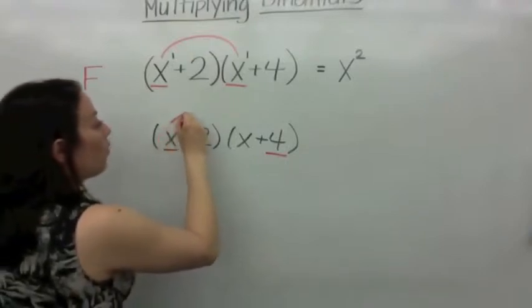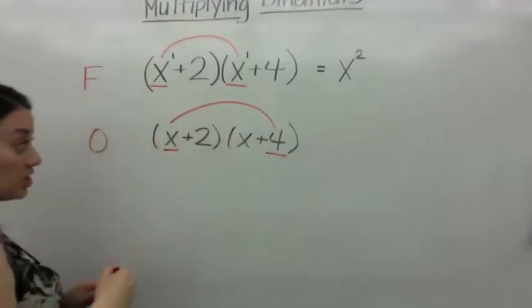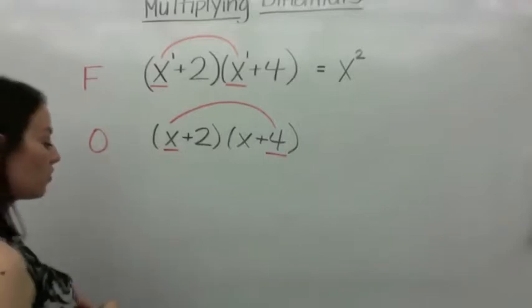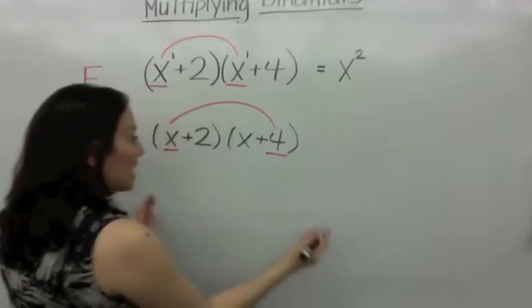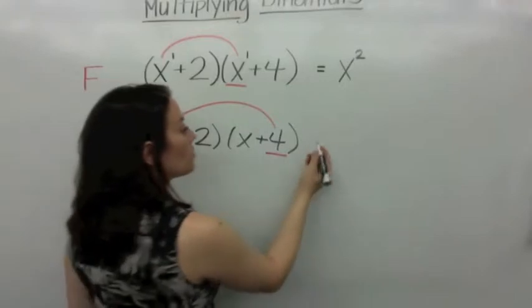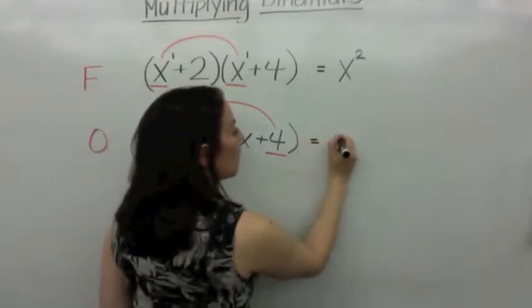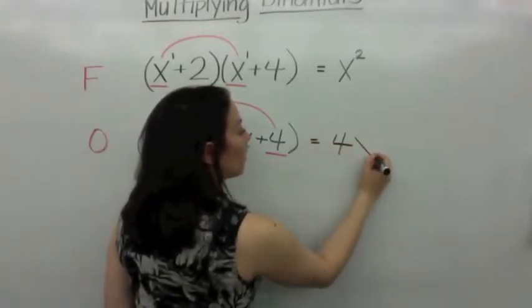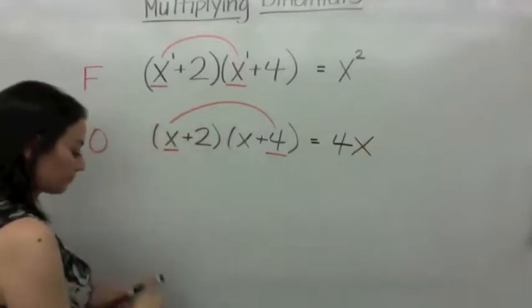When you think about, well, what is x times 4 if I were to distribute? What is x times 4? If they touch, they're being multiplied. So just put them together, and that makes what? That makes 4x. Very good.